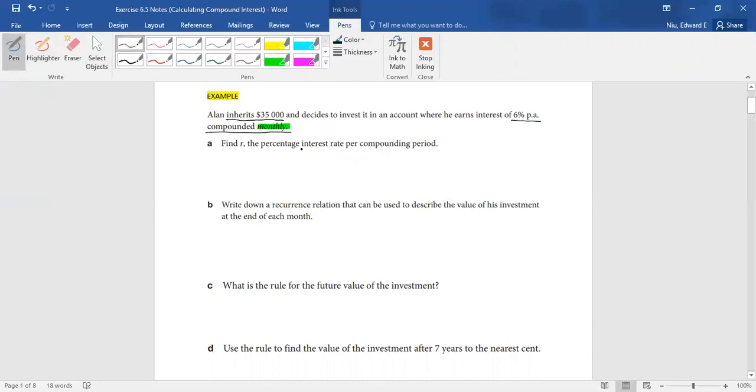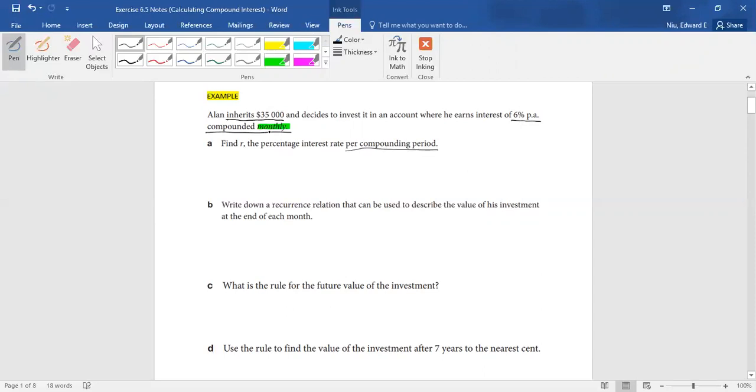So the first step is calculating how much interest he earns. Okay, so he's investing, he's going to earn interest. If he were to borrow money, he would have to pay interest. So invest, you earn; borrow, you pay. Part A: find R, the rate, the percentage interest rate per compounding period.